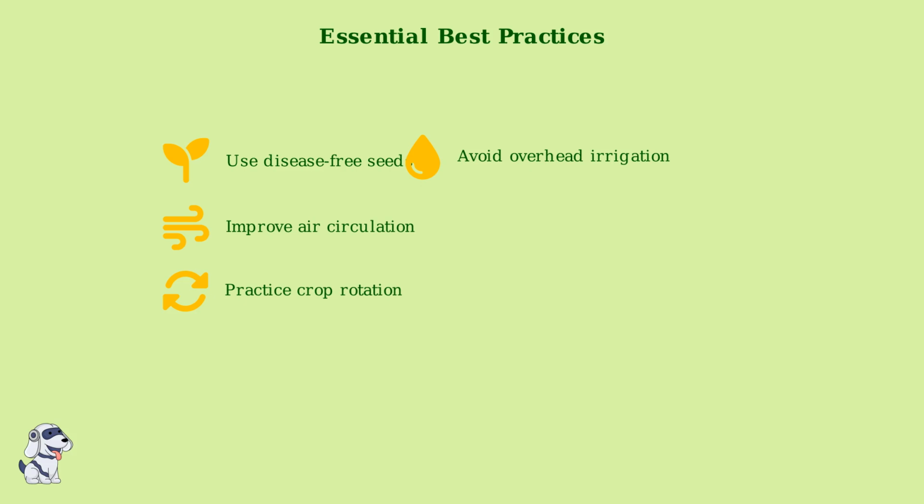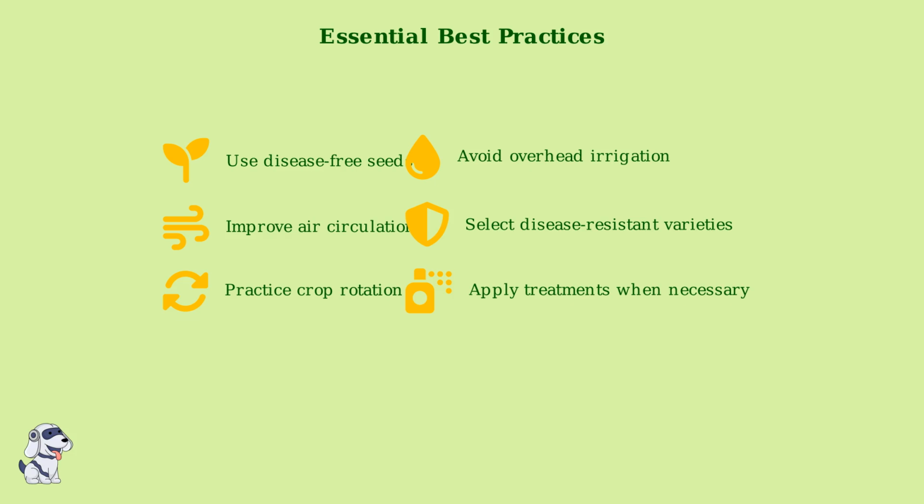Use drip irrigation or soaker hoses instead of overhead sprinklers. Keeping foliage dry prevents many bacterial and fungal infections from taking hold. Choose disease-resistant varieties whenever possible. These plants have natural defenses that significantly reduce your risk of major disease outbreaks. Apply fungicides and bactericides only when necessary, following integrated pest management principles. Proper timing and application methods are crucial for effectiveness.